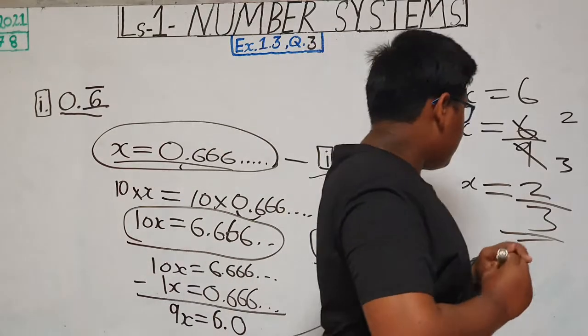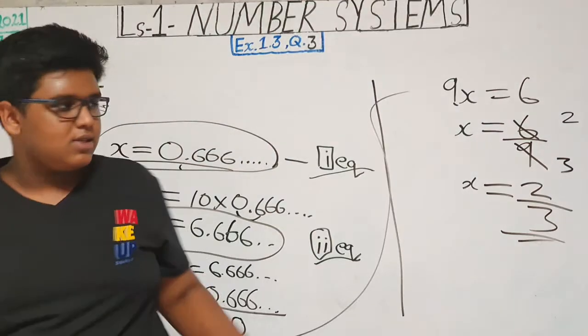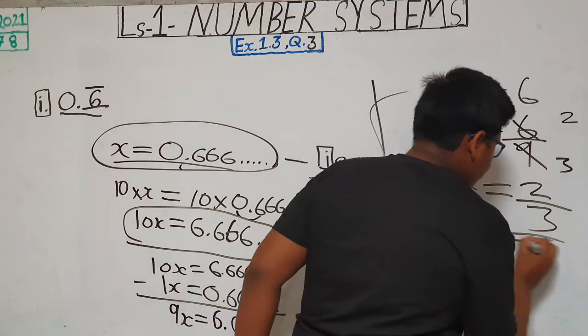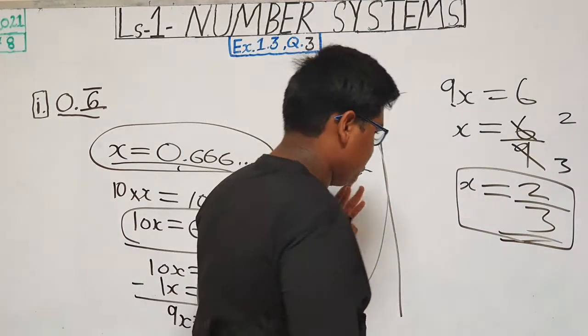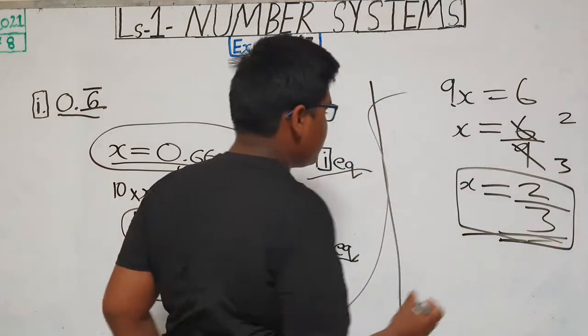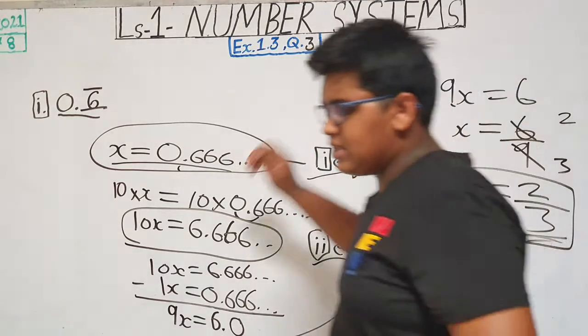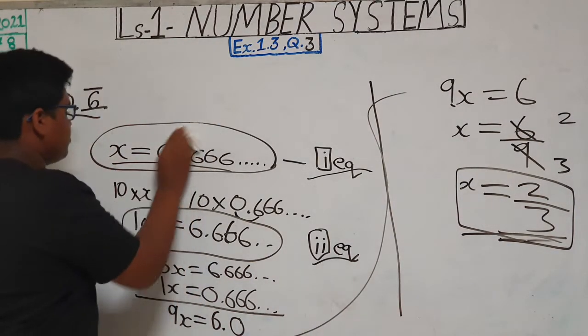So we know that 0.6 bar can be expressed in the p by q form, where p and q are integers and q is not equal to 0. This is the answer for the first one. After erasing this, we will go for the second question.